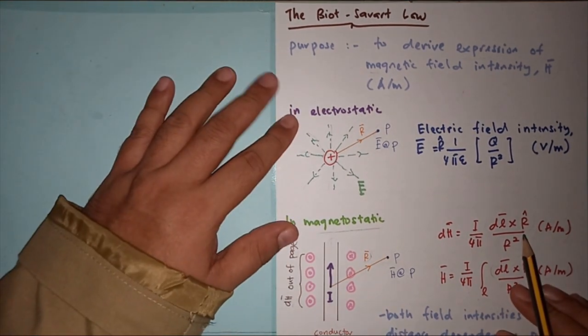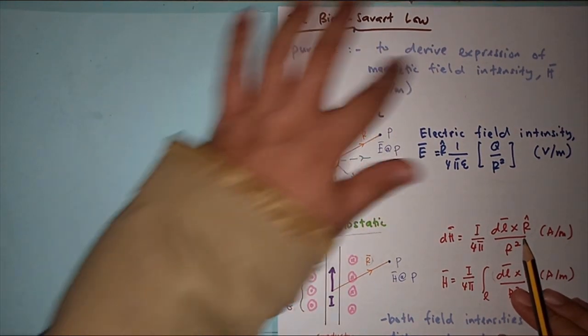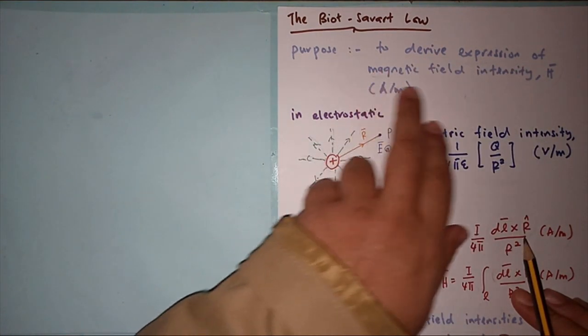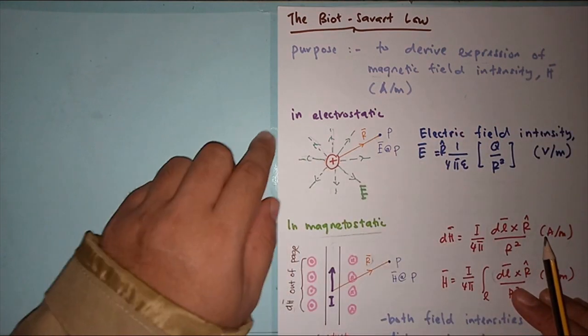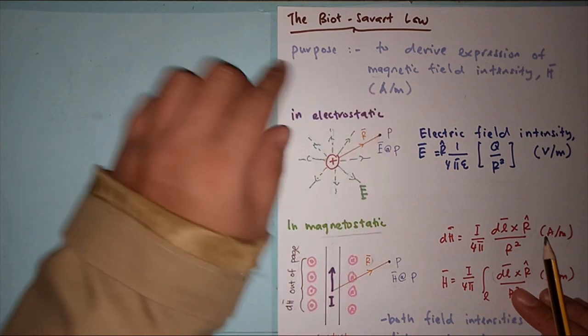Alright, so in this video I will talk about the Biot-Savart law. Basically, this law is used to derive the expression for the magnetic field intensity, the vector H, and the unit for the magnetic field intensity is ampere per meter.